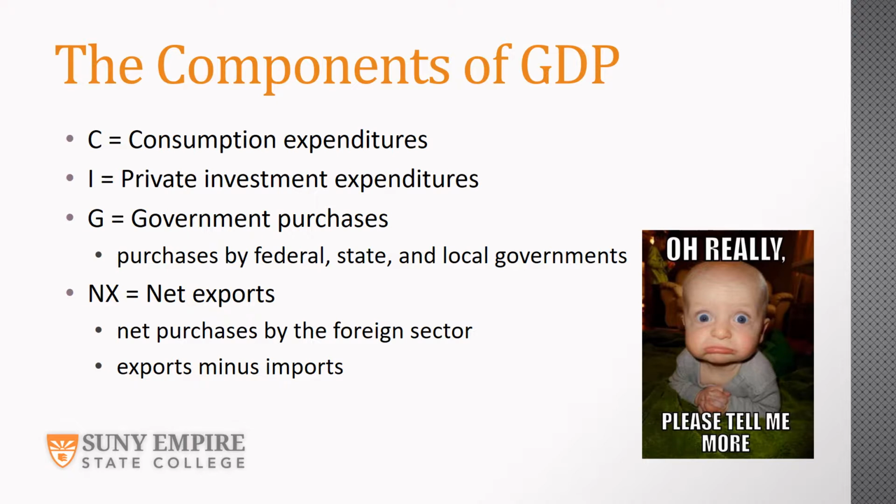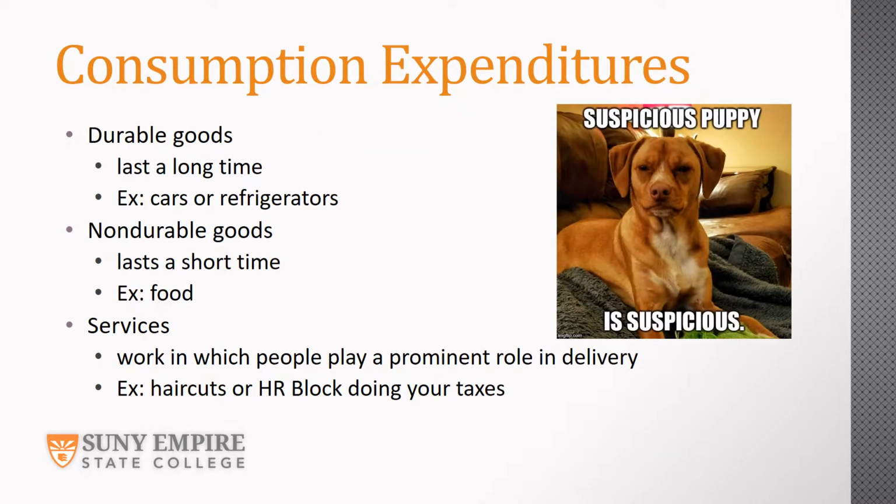Let's look at each of these components of the gross domestic product more closely. The first component of the gross domestic product is consumption expenditures. These are purchases made by private individuals. These purchases can be durable goods, non-durable goods, or services. A durable good is a product expected to last a long time, usually meaning more than 5 years. Examples include things like cars or refrigerators.